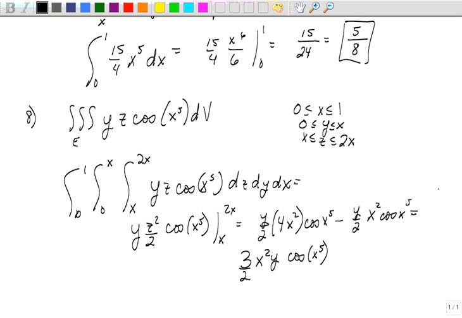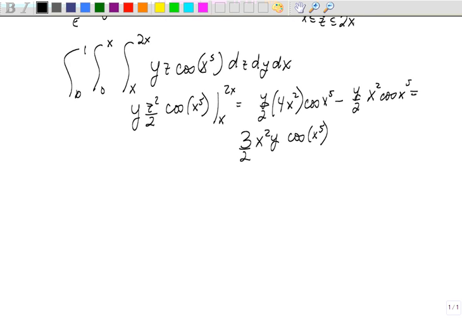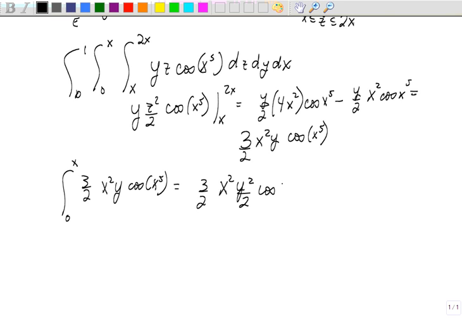Okay, we're going to integrate that, and again, that's not equal to. I'm just doing one integration at a time, so don't put equal signs when they're not equal. All right, now I'm going to integrate that with respect to y. Let's just do y. Everything else is constant. So that's going to be 3/4 x to the 4th cosine x to the 5th.